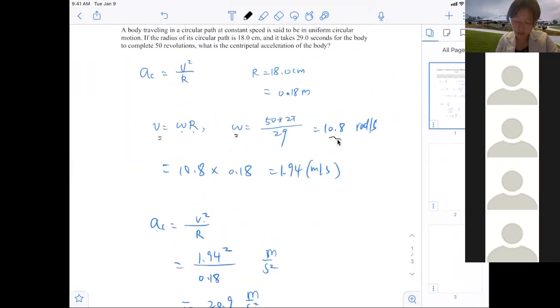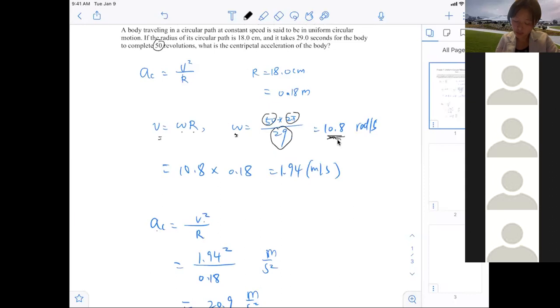Okay, so how do I get the omega? Omega is the angular position changing, angular position over time. So simply use, okay, 50 revolutions, that's 50 times 2 pi, go around 50 times. Then that is done in 29 seconds. So that tells me 10.8 radians per second is the unit for omega.